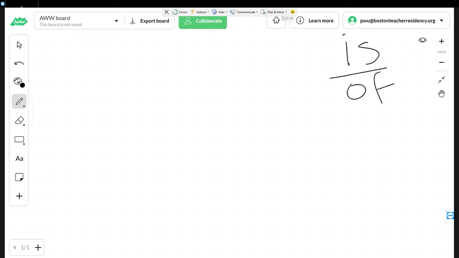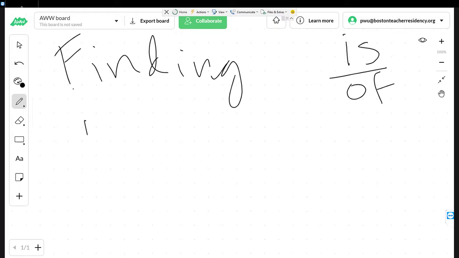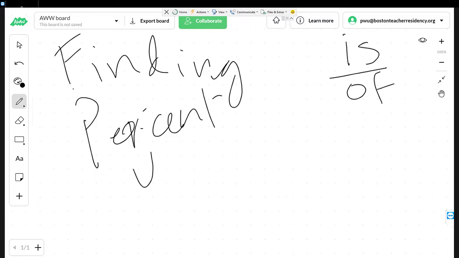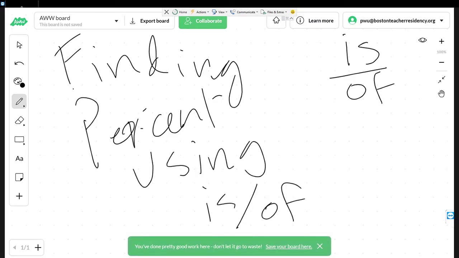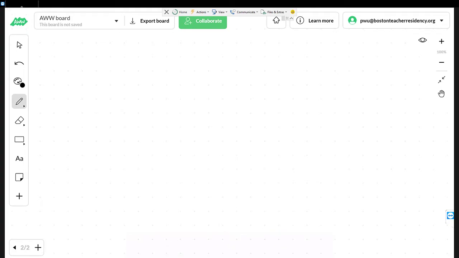So just a reminder, this is finding percent using is over of. I'm going to start with a question from the classwork. On page 3 of the classwork, where we're solving for our answers, I'm going to look at: 13 is 20% of what number?